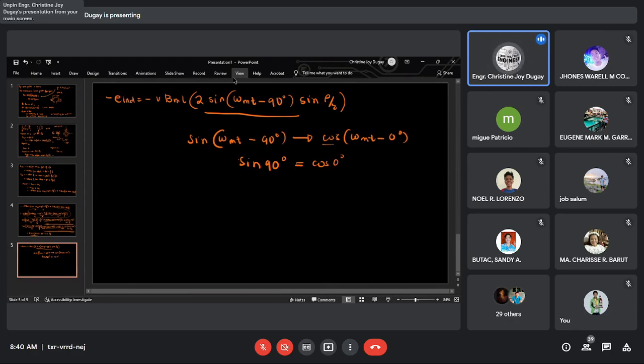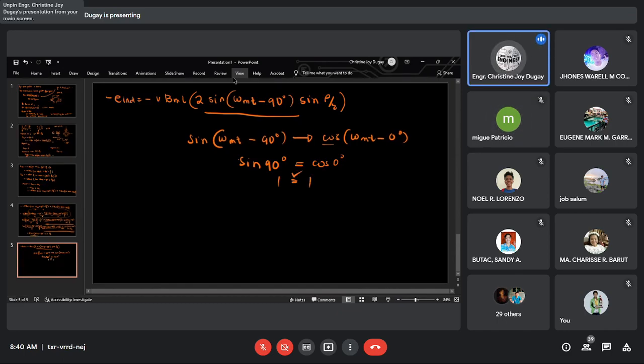Amenable po ba kayo or hindi? Check ninyo sa calculator ninyo. Ang sine 90 degrees natin equal siya kay cosine 0 degrees. Ano ang sine 90 natin? That is equal to 1 po. 1, di ba? Ano ang cosine 0 natin? That is equal to 1 din po. 1. Okay.